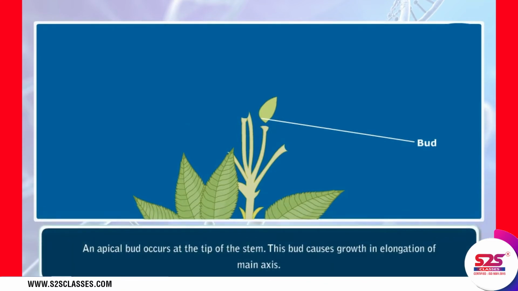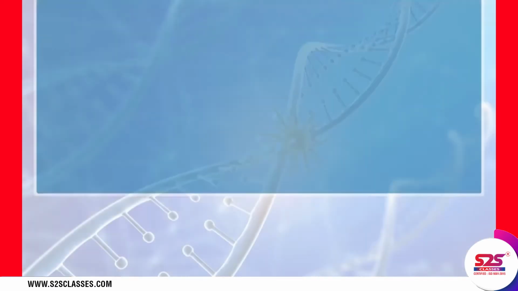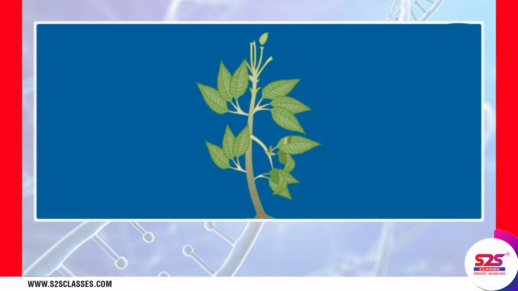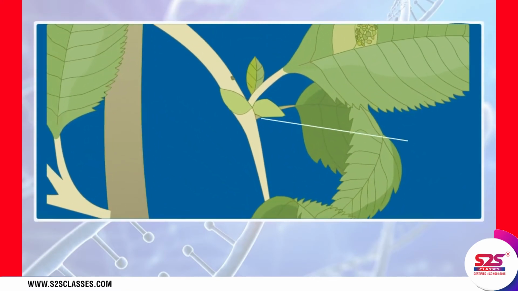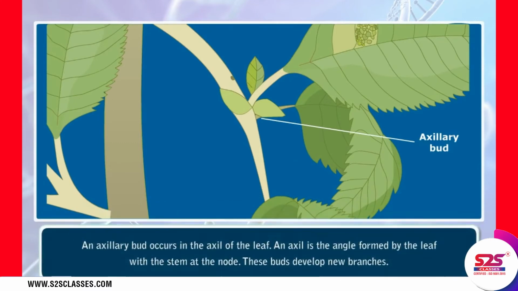An apical bud occurs at the tip of the stem. This bud causes growth in elongation of its main axis. An axillary bud occurs in the axil of the leaf. An axil is the angle formed by the leaf with the stem at the node. These buds develop new branches.